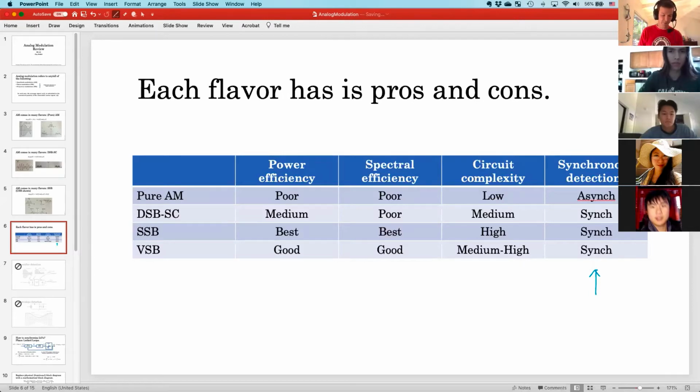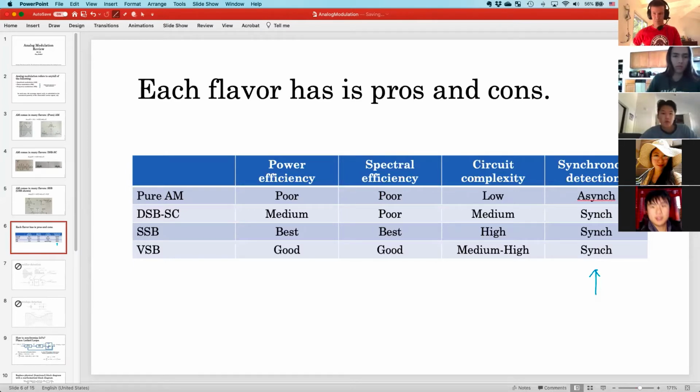And so I want to just make sure we're on the same page about what synchronous versus asynchronous detection means. Actually, can anyone offer their interpretation on this? I want to see where the class stands on this. What does it mean when a detection scheme is synchronous versus asynchronous?